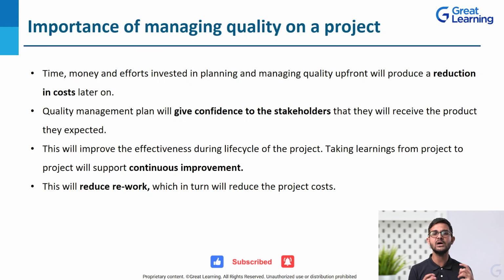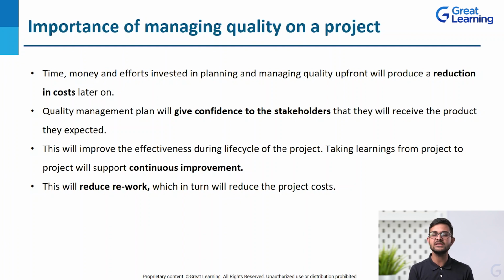Then this will improve the effectiveness during the life cycle of the project. Taking learnings from project to project will support continuous improvement. If you are planning for quality in a particular project, it is never going to make sure that the quality will be the best for that particular project. Sometimes things can work out and sometimes things may not work out. But what we can do is we can always take some learnings from the previous projects and we can try to improve those things in the upcoming projects.